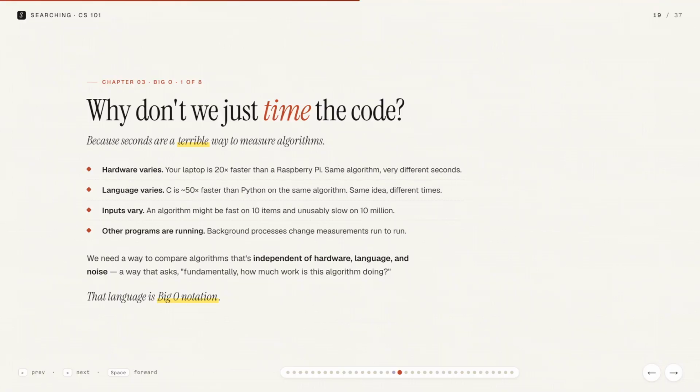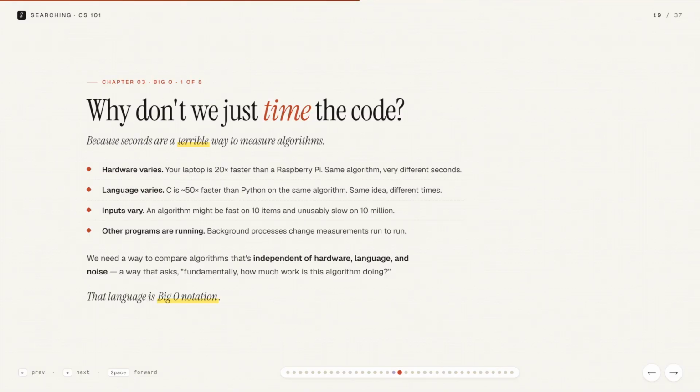Now, here's a question that sounds dumb, but isn't. Why don't we just time our code with a stopwatch? Stick a timer at the start of the code and stick a timer at the end. Then we just subtract. There's our answer, right? So why do we need this whole big O thing?